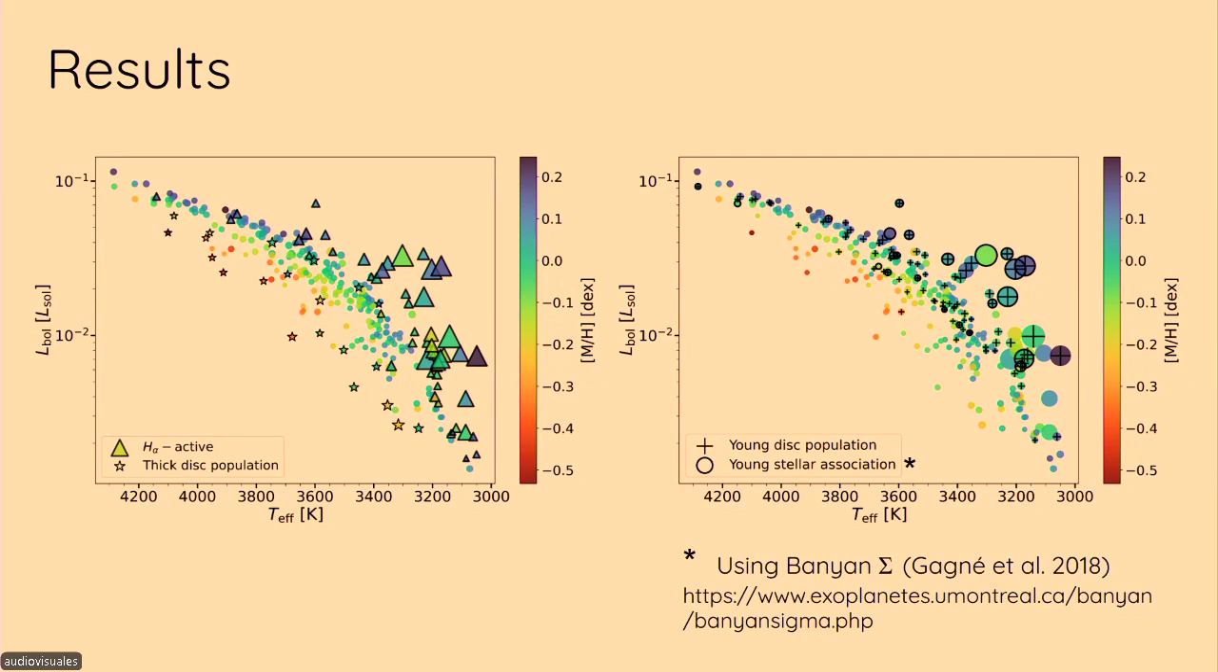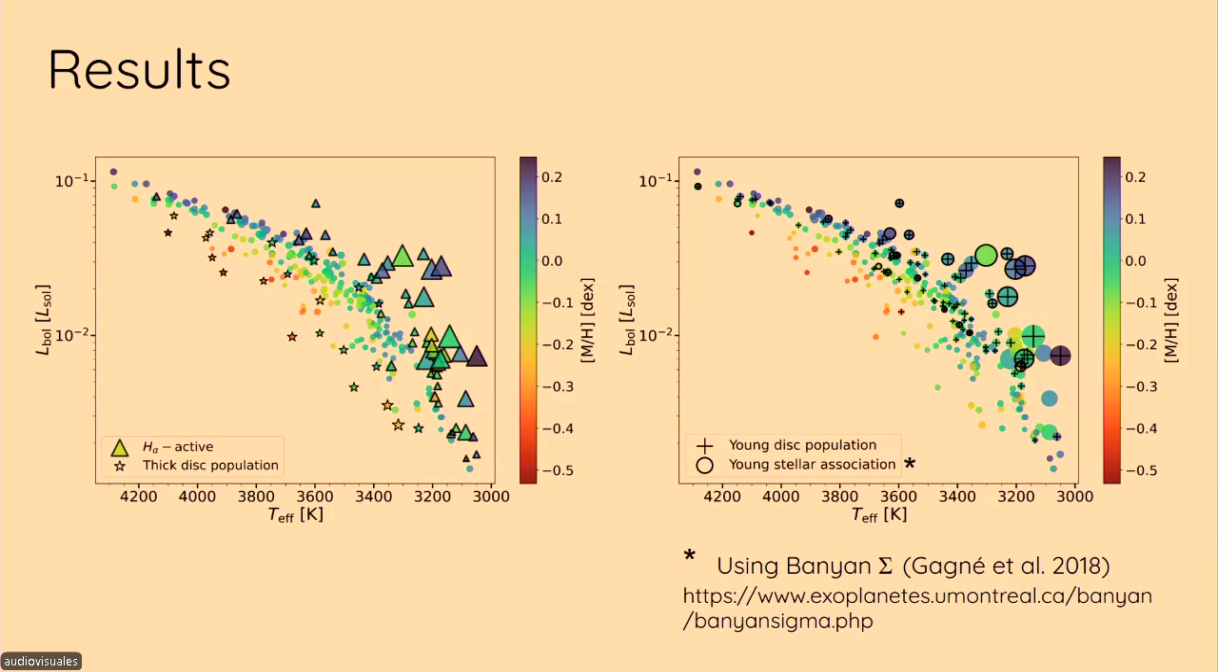Okay, so the important thing that we can see here is that most of the over-luminous objects that we find above the main sequence are indeed active objects, which are the triangles in the first plot, and most of these are also young objects or kinematically young objects, as we can see with the circles and the crosses in the second plot.